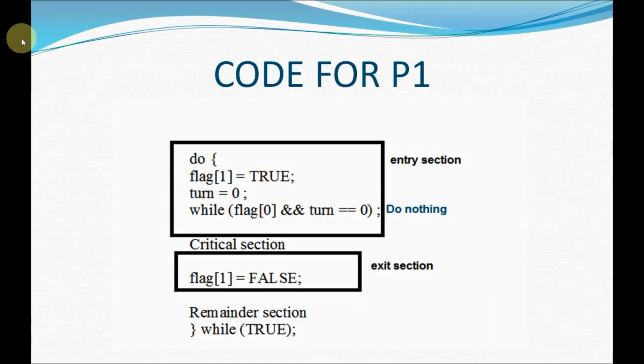So now we will see the code. I told you, Peterson's solution is a program for the critical section problem. That is a solution program, right? This is the code for the process P1. You can see there is an entry section and an exit section, right? First I'm going to explain this code for the process P1, how it is going to execute, right?